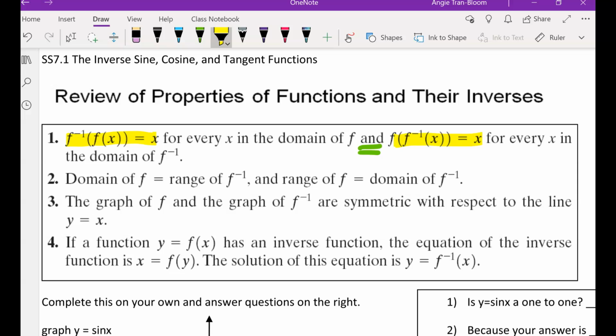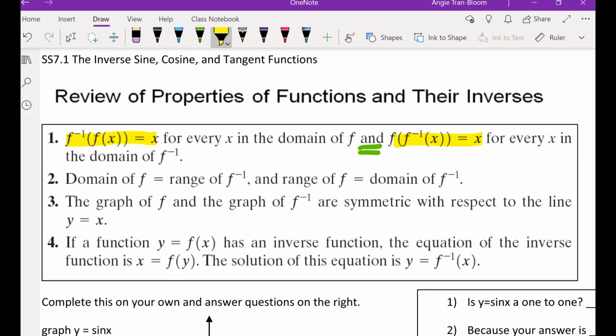And as you remember, the domain of your regular function is the range of the inverse, and vice versa. Remember how we always talk about, oh, let's switch the x and y's? That's what they mean, okay? So if you know the domain of the regular, then you should know the range of the inverse. If you know the range of the regular, then you should know the domain of the inverse.